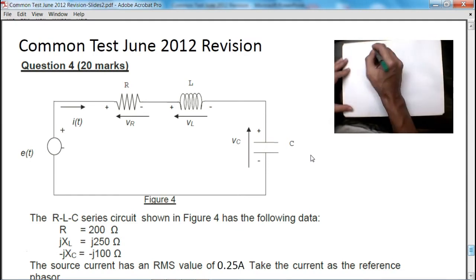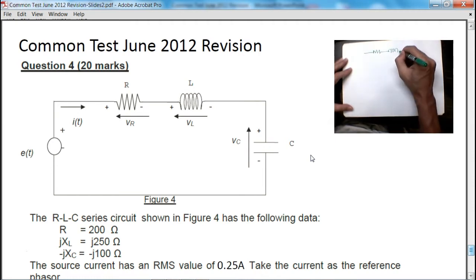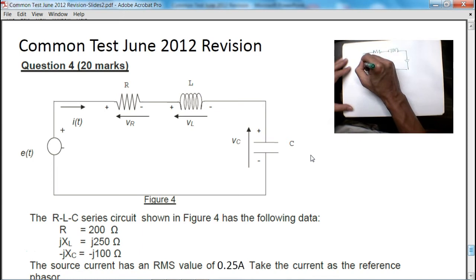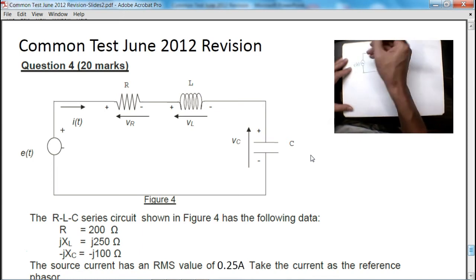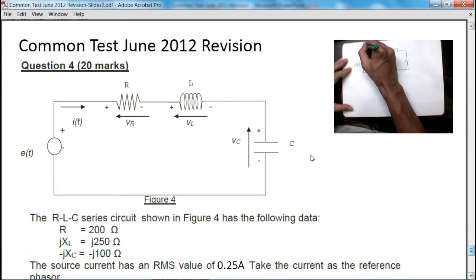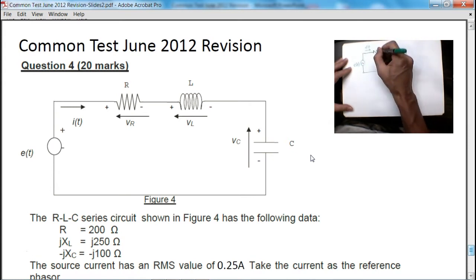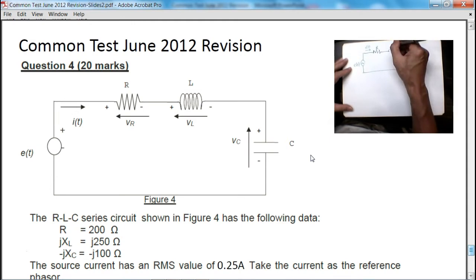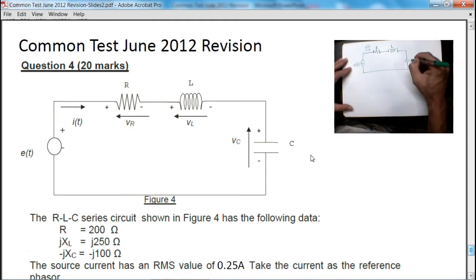So let me try and outline this. We have the resistor, we have the inductor, and we have a capacitor, all connected in series with an AC voltage applied, and the current flows, IT. So we have R, L, and C.